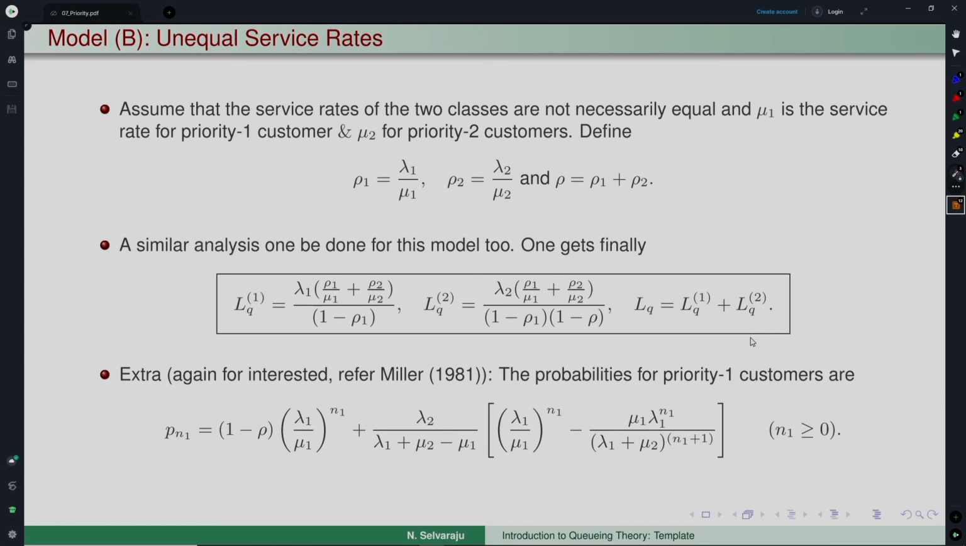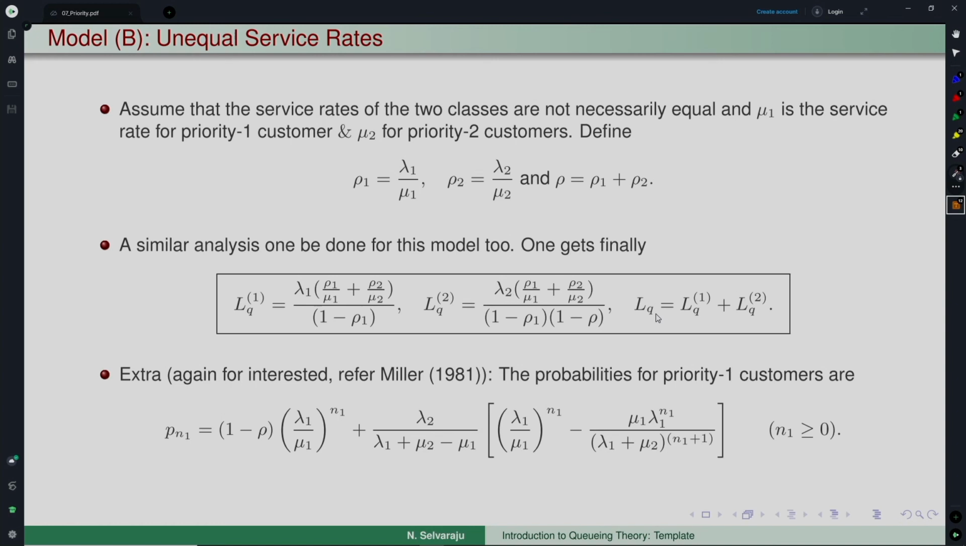Which is the overall number in the queue, right. Obviously, there are only two types here, so this average number plus this average number must equal the overall number. So, LQ would be here. Now, as in the previous case, here also this part is extra, it is for those interested, you can look it up. This gives the probabilities of priority 1 customers in equilibrium. But what we have in mind for the analysis is this boxed material again, but now this boxed material is with unequal rates, or two service rates, okay.